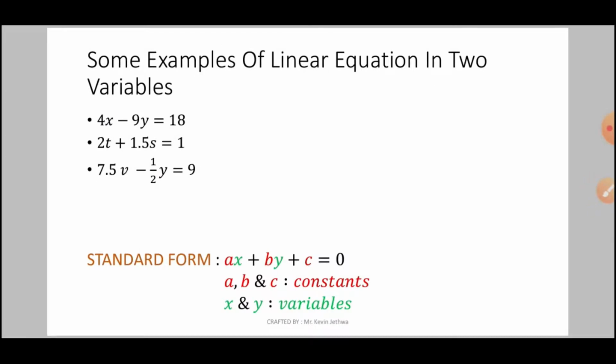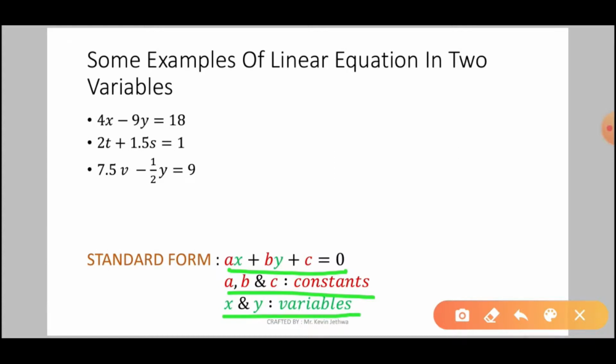So here are some examples of linear equations in two variables, such as 4x minus 9y equal to 18, 2t plus 1.5s equal to 1, 7.5v minus 1 by 2 y equal to 9. So coefficients can also be decimal numbers as well as fractions. The standard form of a linear equation in two variables is given by ax plus by plus c equal to 0, where a, b and c are constants and x and y are the variables.